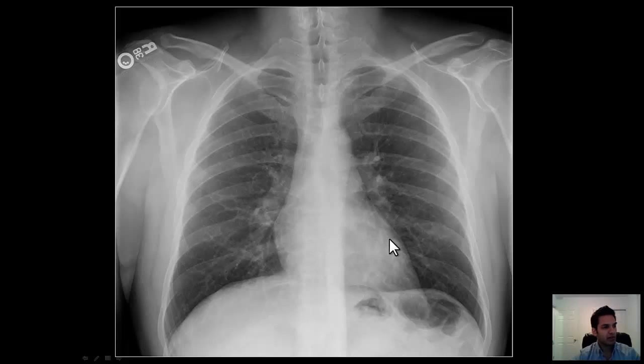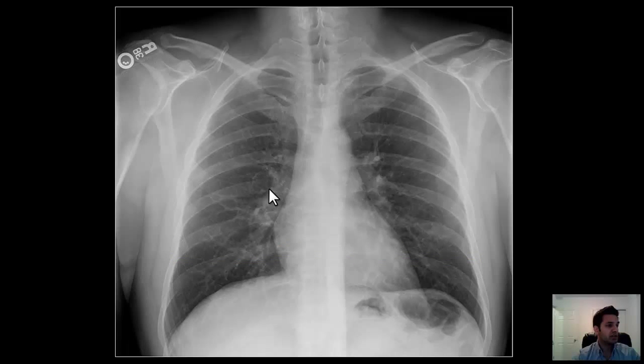The other thing you want to look at is the heart size. The cardiothoracic ratio should be less than 50%. So you draw a diameter through the heart and a diameter through the thorax, and it should be less than 50% size ratio between the two.